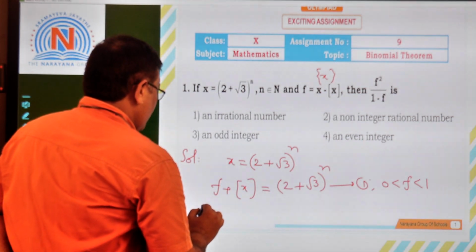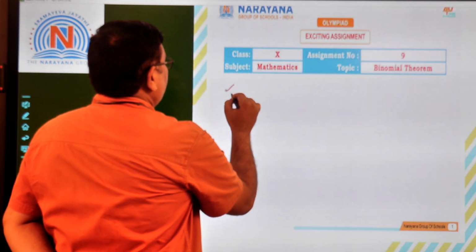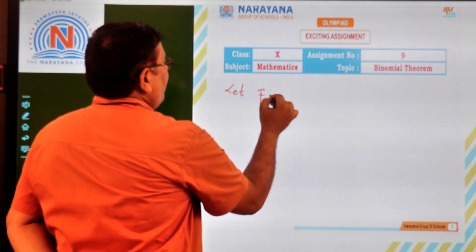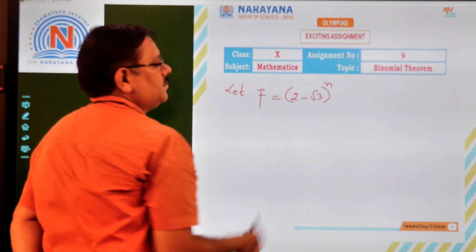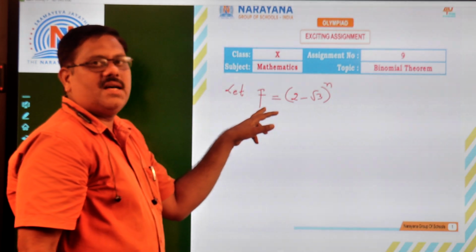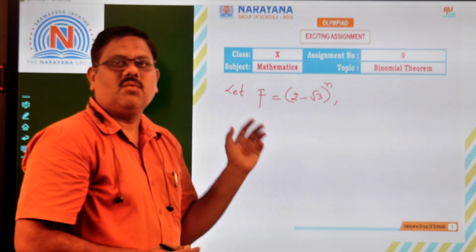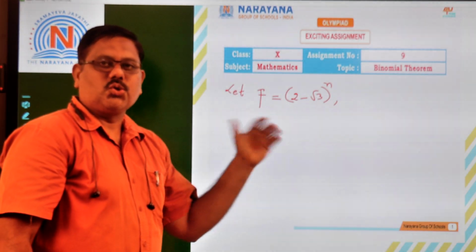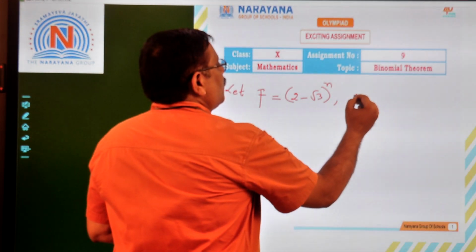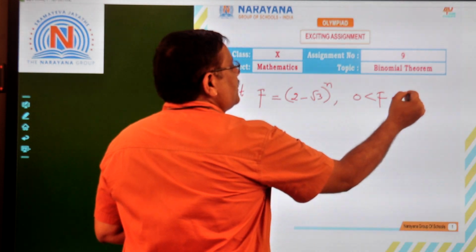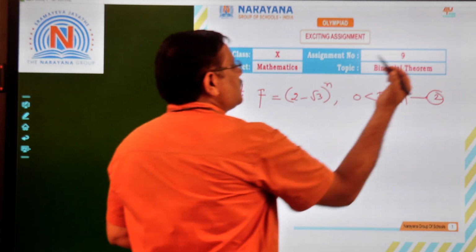Next, let us take capital F as (2 − √3)^n. Let us assume capital F as (2 − √3)^n. Here we all know that the value of √3 is approximately 1.732. So 2 minus √3 is a value more than 0 but less than 1. So I can say 0 < F < 1. Let us take this as condition number 2.